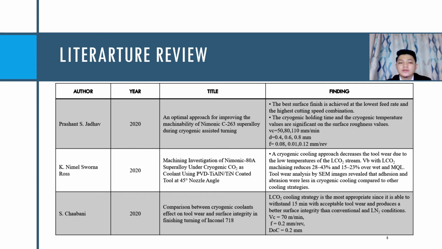For the literature review part, Prashant Dev wrote in his article with the title An Optimal Approach for Improving the Machinability of Pneumonic C263 Superalloy During Cryogenic Assisted Turning, that the best surface finish is achieved at the lowest feed rate and the highest cutting speed combination. The cryogenic holding time and the cryogenic temperature values are significant on the surface roughness value.